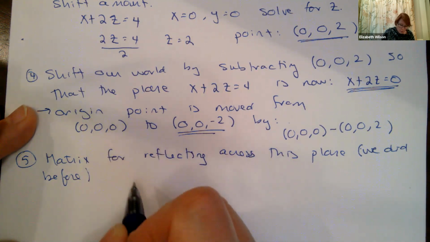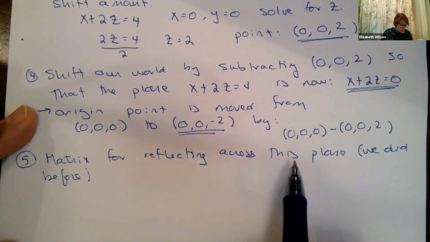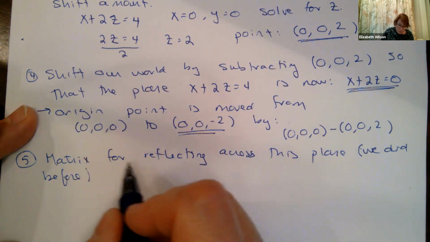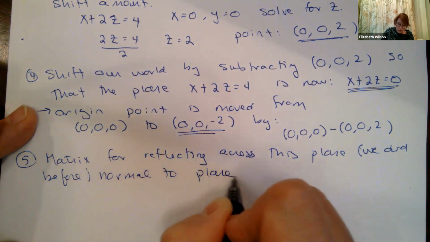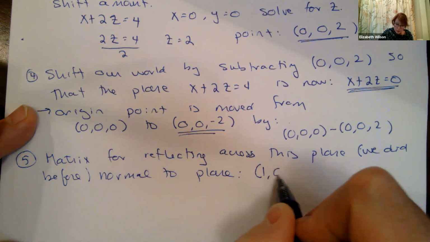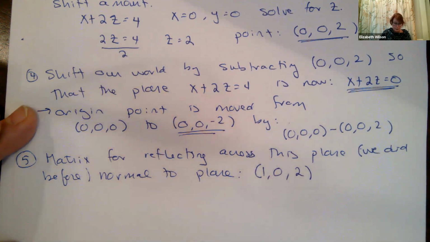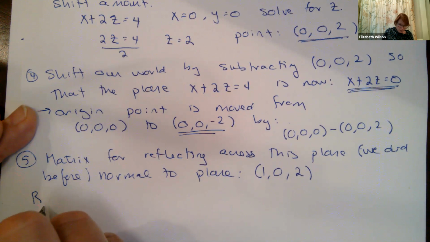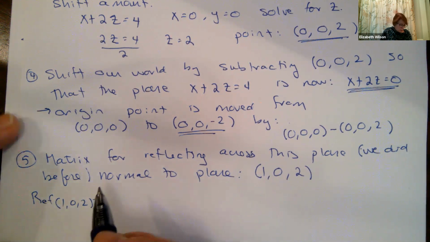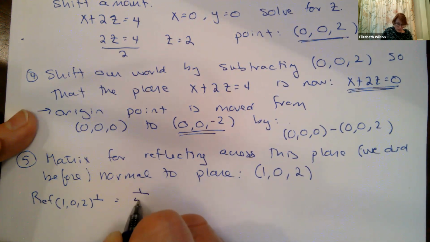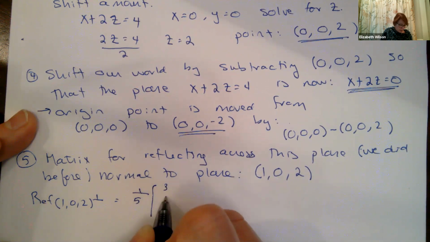So what we do is the matrix for reflecting across this plane is the matrix for reflecting the normal to the plane. This is 1, 0, 2, the normal to the plane. So we say reflection, 1, 0, 2 perpendicular to the normal, right? It's perpendicular to the perpendicular, which means it's the plane. Okay, so reflecting perpendicular to the normal, and that gave us 1 over 5, 3, 0, minus 4.